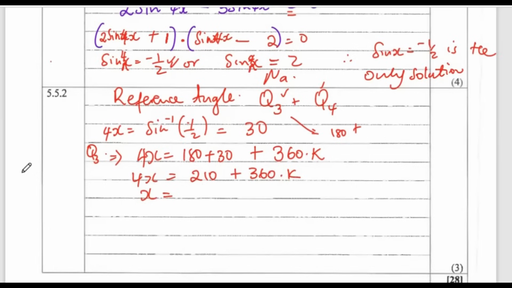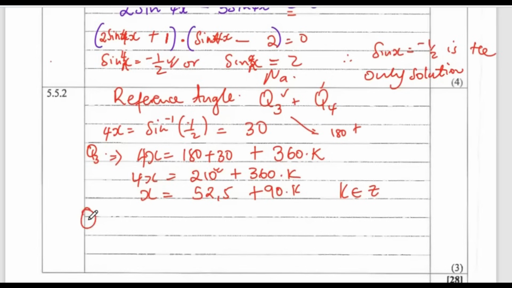What is 210 divided by 4? That's 52.5. Plus 360 times, oh, even 360 must be divided by 4. What's wrong with me? So that's going to be 90 times k. k is an element of integers. So if it's a division or a multiplication, it affects everything. But if it's just addition or subtraction, it affects just the angle on the left-hand side. That is quadrant number 3.